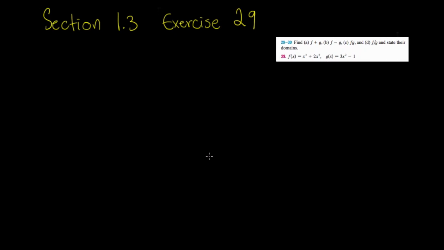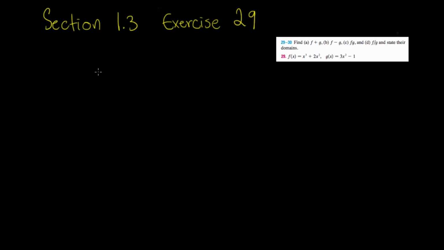Alright, we are doing exercise 29 in section 1.3 of Stewart's Calculus 7th edition, Early Transcendentals. The question asks: find f plus g, f minus g, fg, and f over g, and state their domains. For 29, we have f of x is equal to x cubed plus 2x squared, and g of x is equal to 3x squared minus 1.